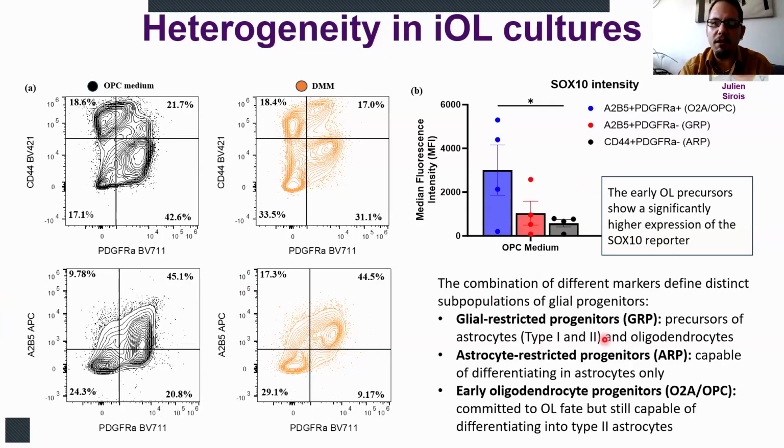So we defined three types of progenitors. The first is the GRP, the glial restricted progenitor, that is a tripotent cell, usually CD44 negative, A2B5 positive, PDGFR alpha negative.